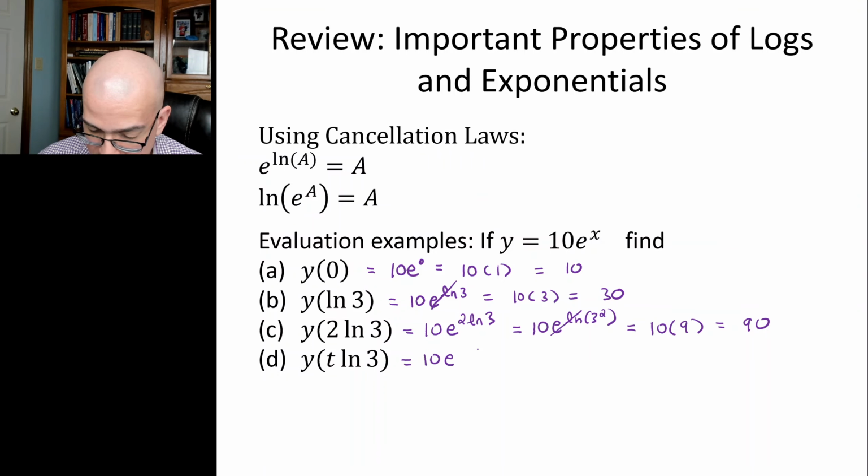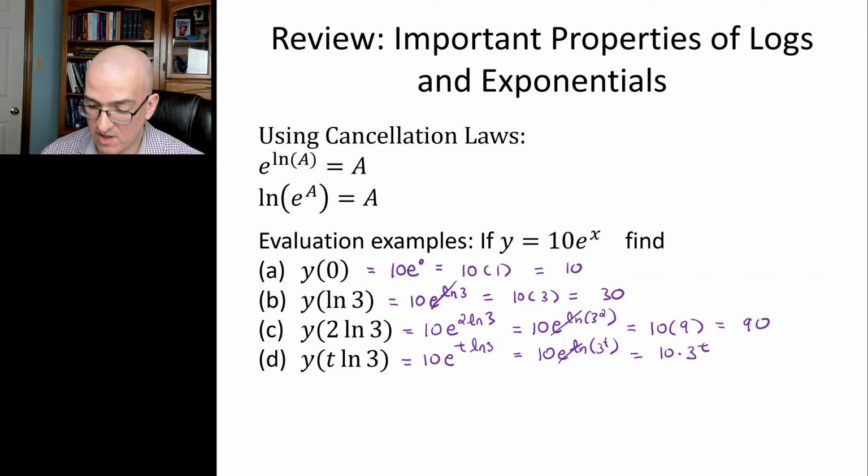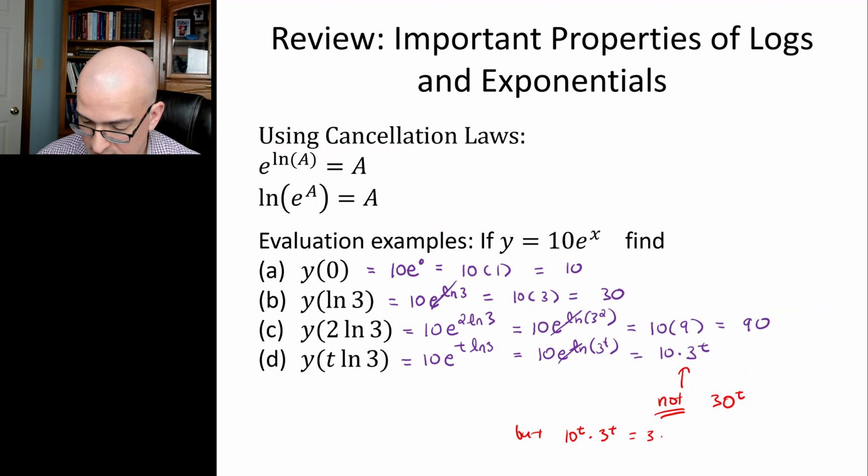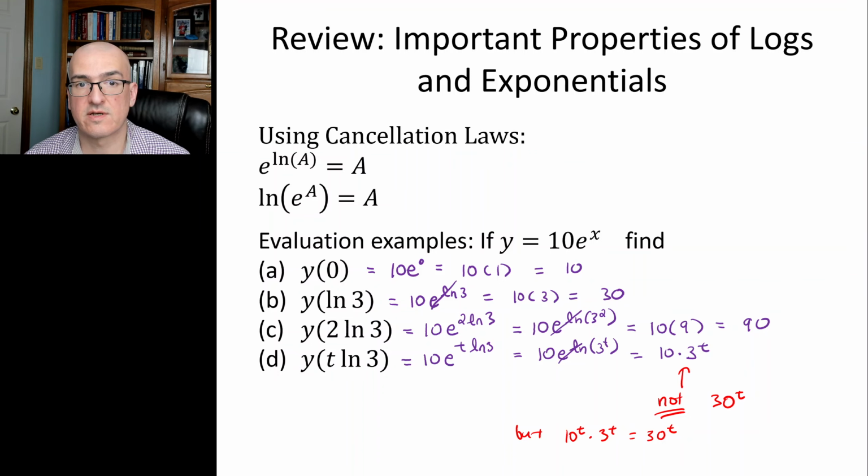We'll have 10 times e to the t ln 3, and we can't use the cancellation law, but we can bring the t up as a power. 10 times e to the ln of 3 to the power of t, cancellation, so 10 times 3 to the t. And we cannot write that as 30 to the t. But 10 to the t times 3 to the t is equal to 30 to the t. So just gotta be careful when you have two terms multiplied together.